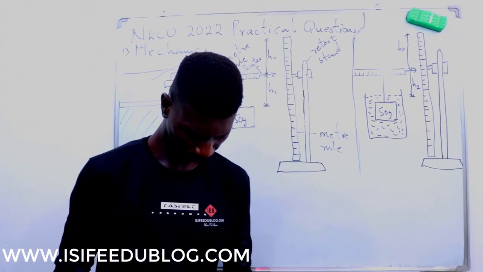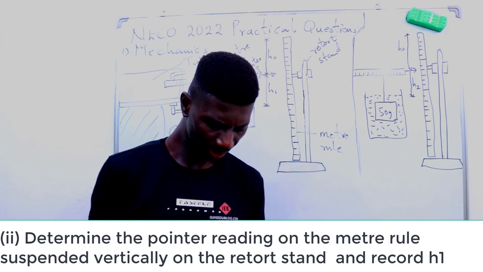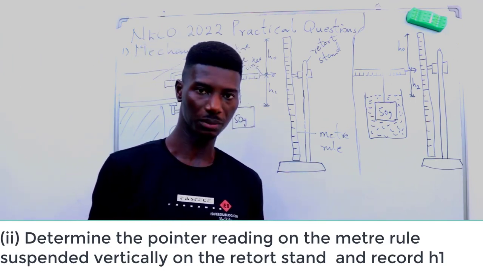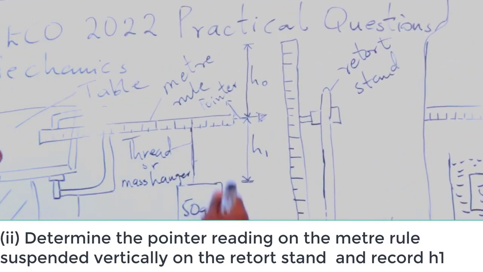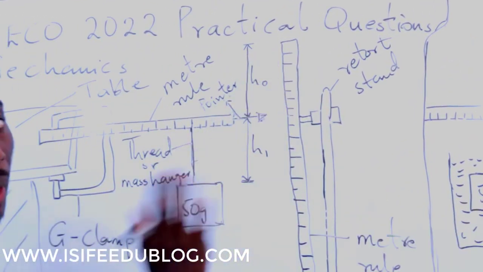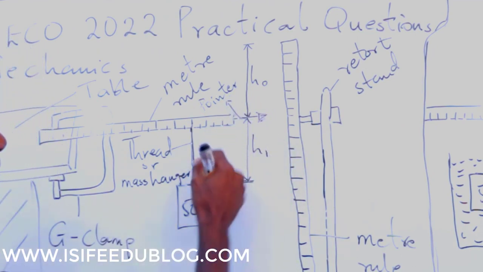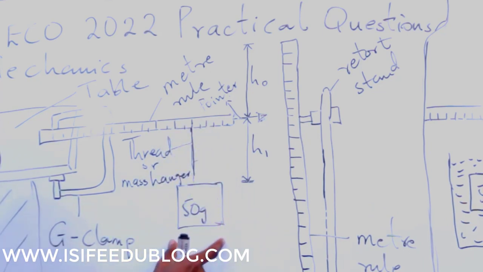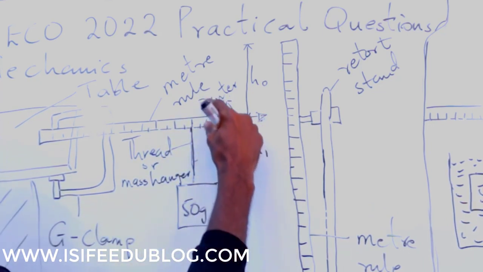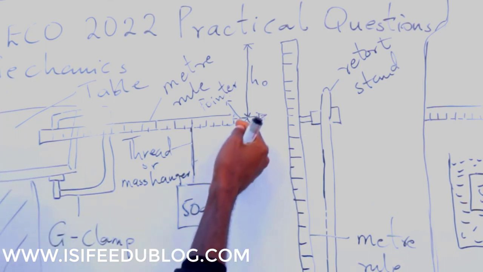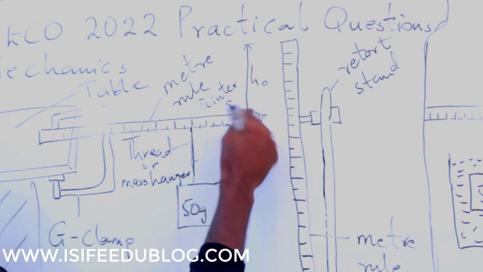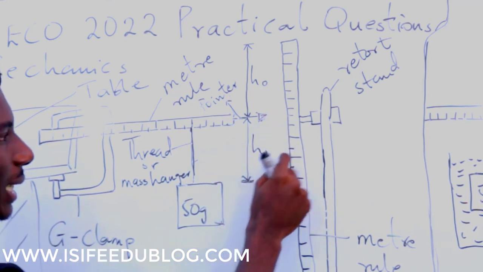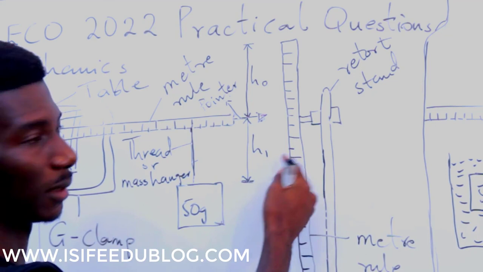Okay, let's continue. Determine the pointer reading on the meter rule. What does that mean? Initially, H0 is when you have no mass on it. So if you hang mass now, the pointer was here before. Once you hang the 50 g mass, this meter rule will bend. As it is bending, the pointer pin that is here will also move. From here, it will come down a little bit, pointing at a particular height from the ruler.